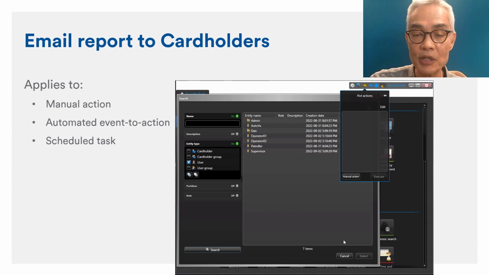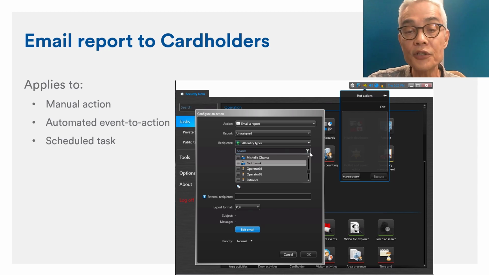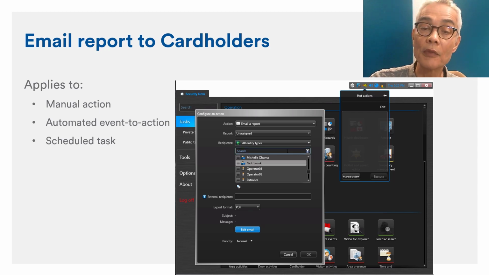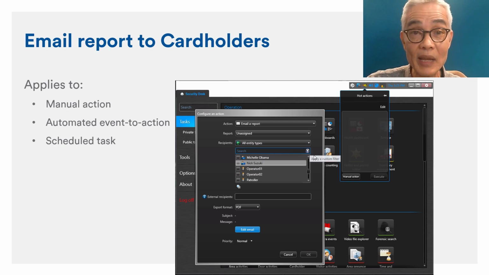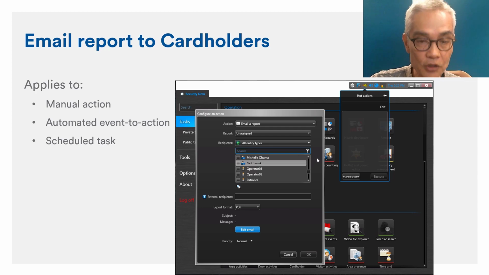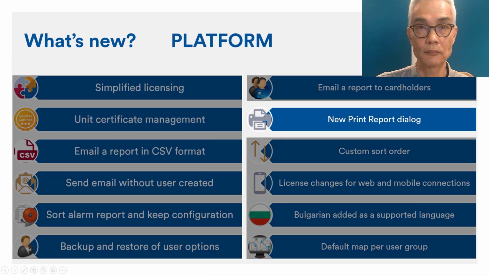So don't forget about this filter icon in the search bar for large systems where you may have many, many possible recipients. That's it for this new feature, the ability to email a report to a cardholder. And the next new feature, a new print dialog box.